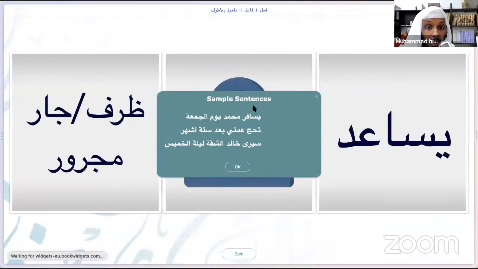Okay, let's see. So I'll let you do this in the workshop, inshallah. So we have the verb, then we have masculine or feminine. Make sure you use the correct conjugation. So يسافر محمد يوم الجمعة. تحج عمتي بعد 6 أشهر. أوكي ظرف الزمان. سيرى خالد الشقة ليلة الخميس. ليلة is ظرف زمان. When? So all of these at the end, which are ظرف, they're answering the question of when.